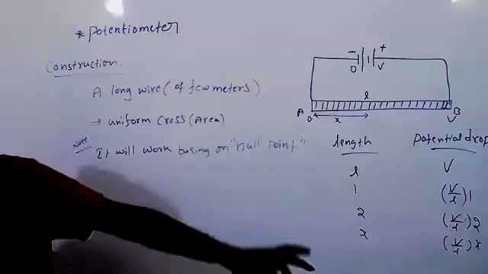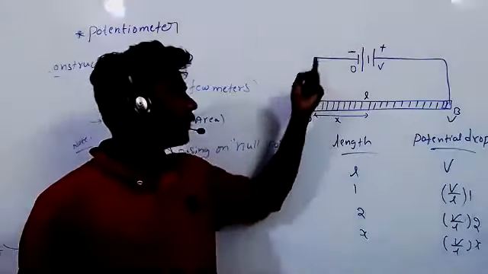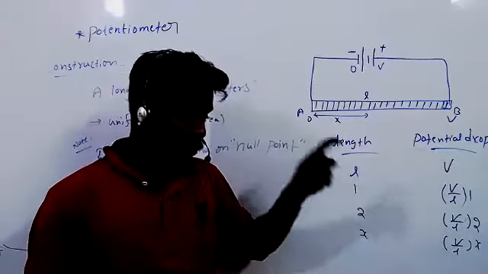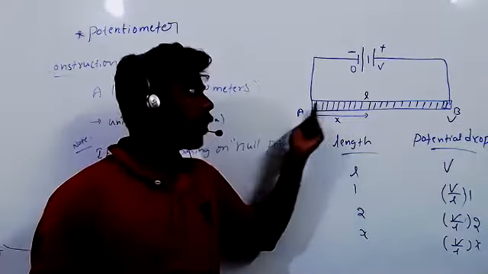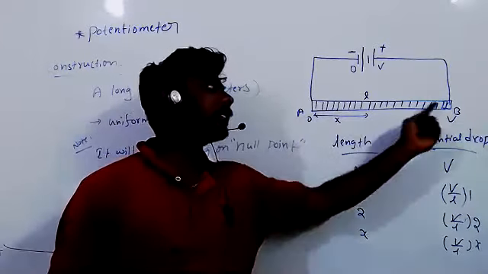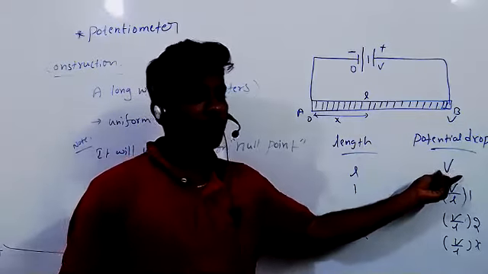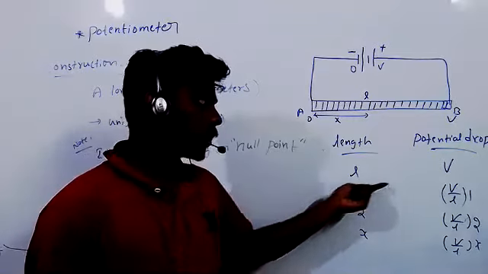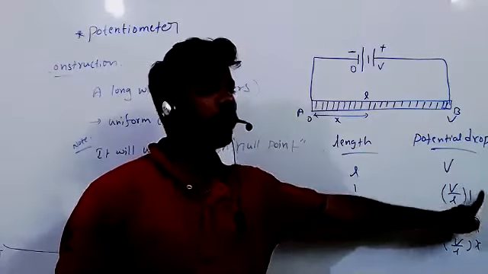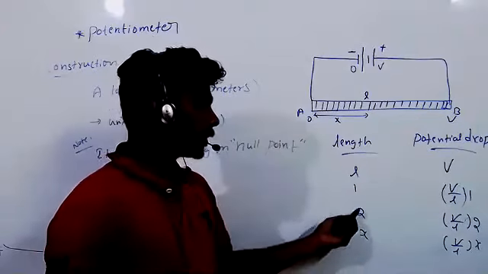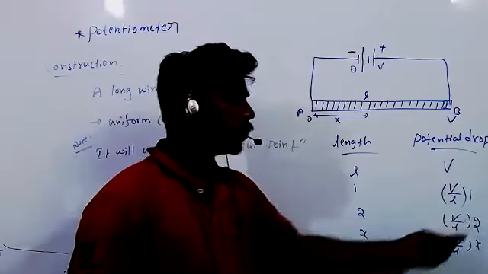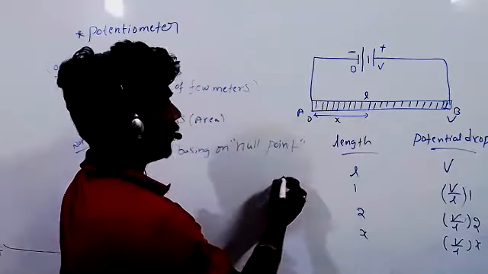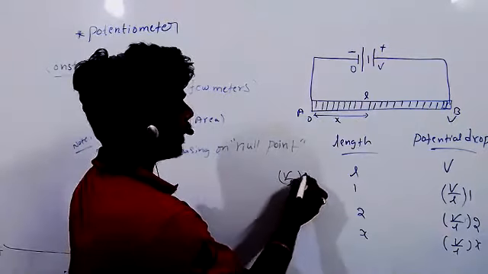See, if you consider the L length, and current is passing through the wire, in that wire there will be a resistance. So there will be a potential drop. How much potential drop will be there through the entire wire? V potential drop. If you take 1 unit of length, V by L into 1. 2 units, V by L into 2. I have taken this much length, how much potential drop will be here? V by L into X.